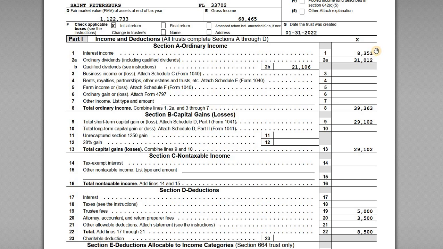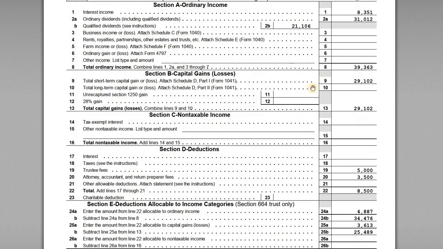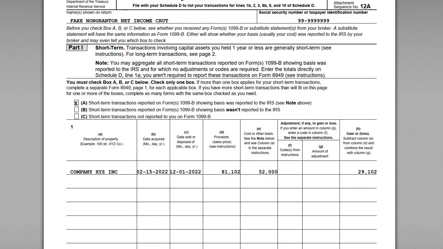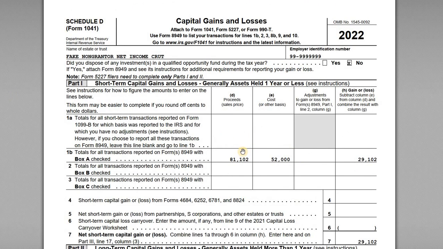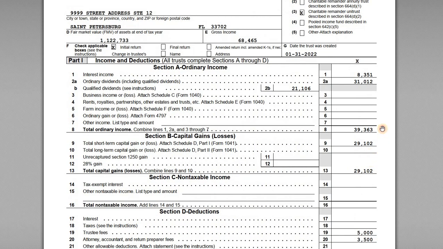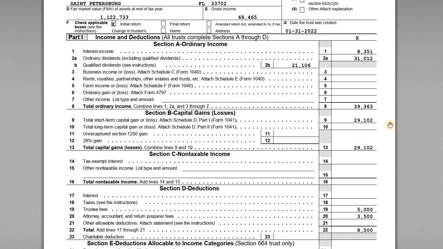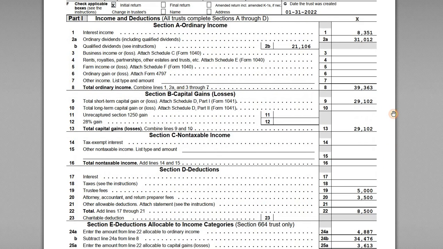So we have our interest up here, 8351, the dividend income, the qualified portion of those dividends. So remember, ordinary dividends is split up into non-qualified and qualified. So that's the total ordinary piece. That's the qualified portion. Capital gains and losses, we did include 8949, and we've included the Schedule D as was asked of us. And then ultimately, that net amount is reported here in Section B for capital gains or losses.